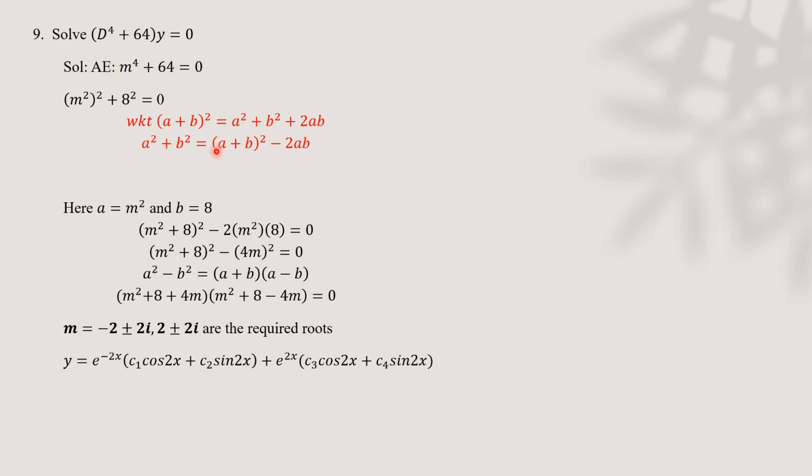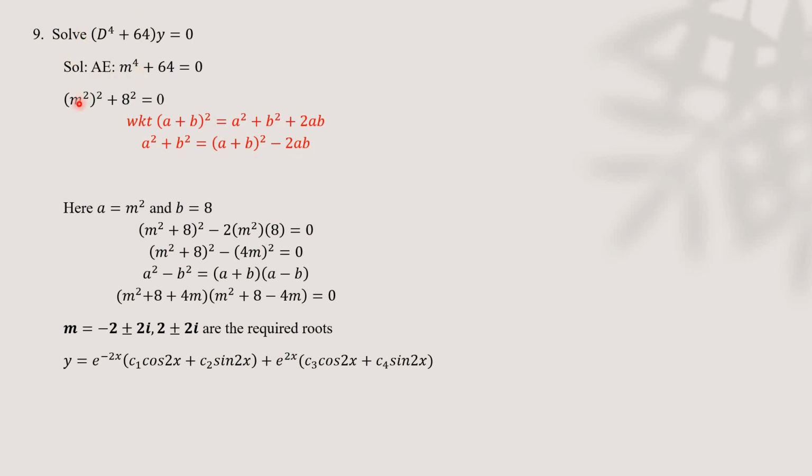To solve this problem, let us first know what a plus b the whole square is: a square plus b square plus 2ab. From this I can get a square plus b square. I will write a square plus b square as a plus b the whole square minus 2ab. Then I will come to the actual problem.